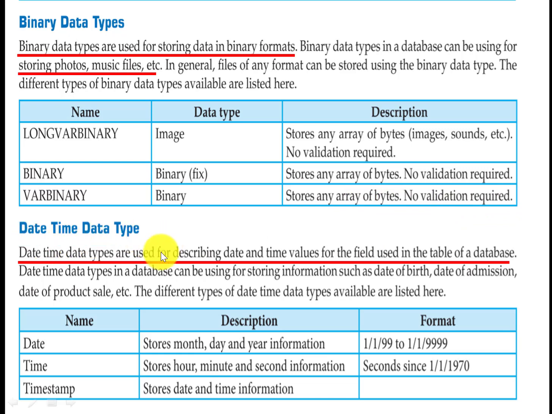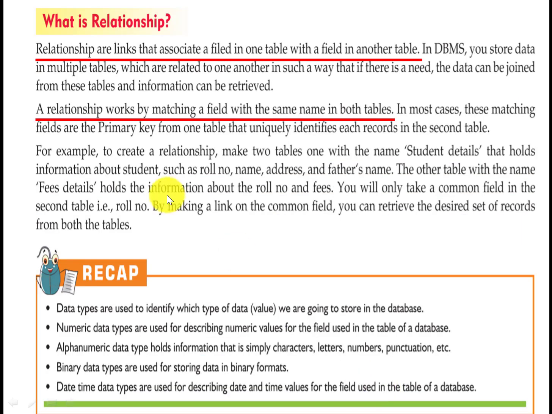Date and time data type. Date time data types are used for describing date and time values for the field used in the table of the database. If we want to add or ask date and time from the user, then we will take date and time data type. Name is date, description, it stores month, day and year in this format, and time stores hour, minutes and seconds, and timestamp stores date and time information.